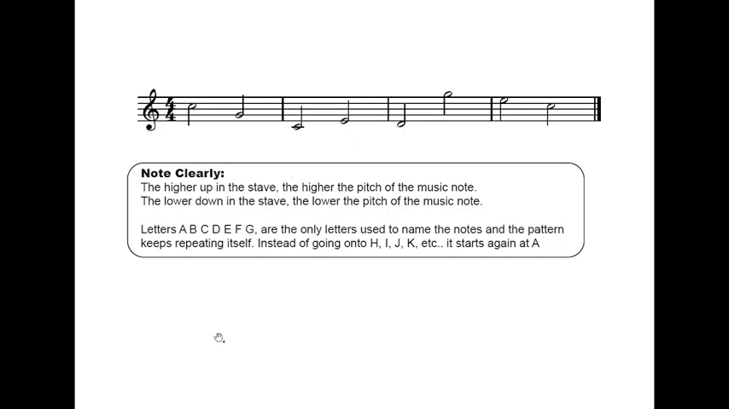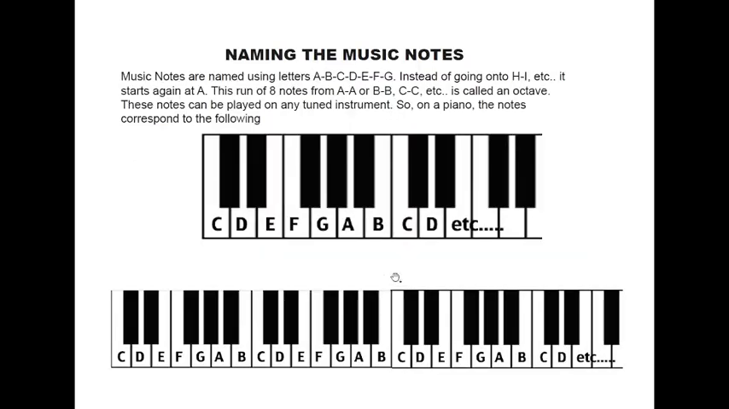Another thing that we have to remember is that letters A, B, C, D, E, F, G are the only letters used to name the notes. And the pattern keeps repeating itself. Instead of going on to H, I, J, K, etc., we start again at A. So it becomes A, B, C, D, E, F, G, A, B, C, D, E, F, G, A, B, C, D, E, F, G. Another thing to note is that before every 2 black notes, the note down is a C. So you start from there, C, D, E, F, G, A, B, again C, and the pattern continues.